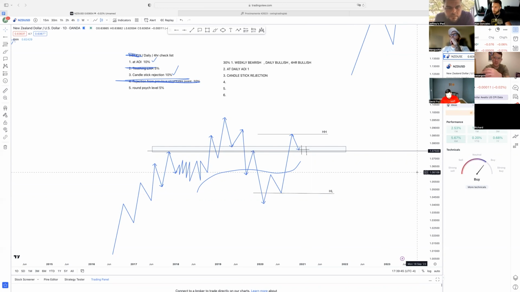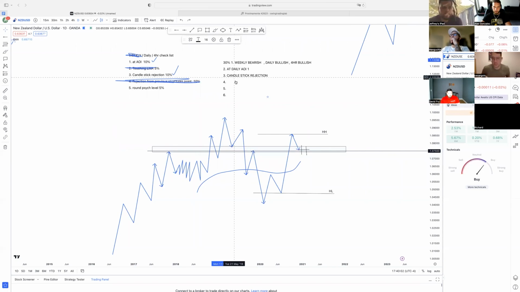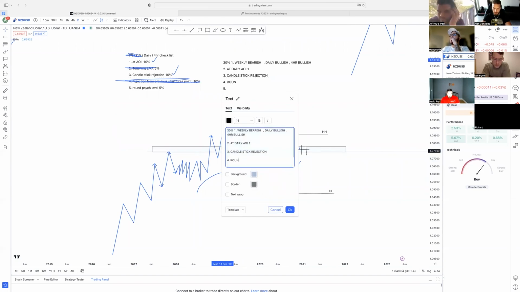You see how simple that is, right? The round psychological level is so easy. So do we have a round psychological level from this trade? Type 1 if yes, type 2 if no. Exactly. So right now we would have round psych level.